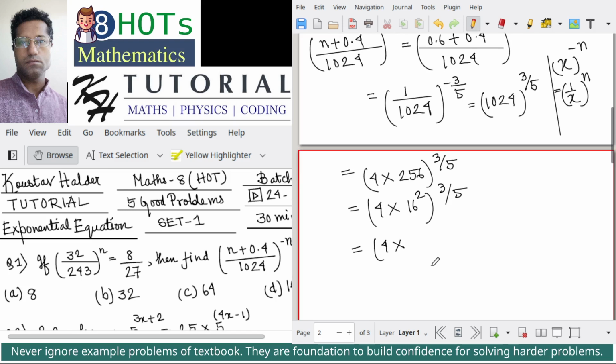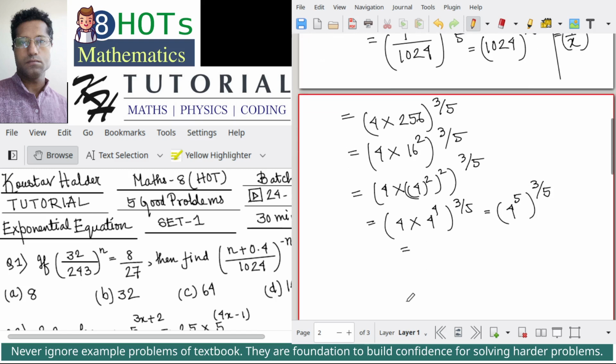And the best thing is if you know what power of 2 is 1024, I guess it is 8 or 10, I don't know, let me see. 16 squared. So what is 16? 16 is 4 squared, and this again squared, and the whole raised to the power 3/5. So this is equal to 4 multiplied by (4 squared) whole raised to the power 2, which is 4 to the power 4, whole raised to the power 3/5. This is equal to 4 multiplied by 4 to the power 4, which is 4 to the power 5, and this whole raised to the power 3/5.